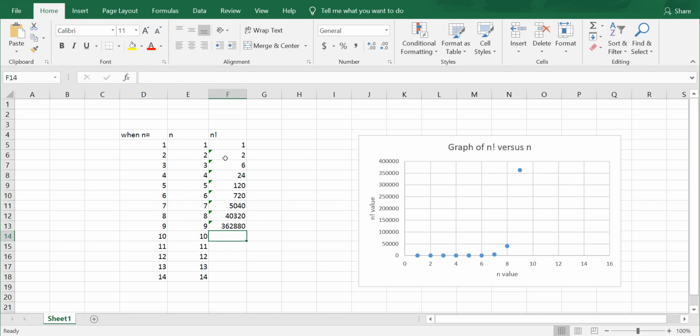If you go on even further to when n is equal to 9 itself, n factorial will be like, wow, 362,880. So you can see exactly how the graph forms: when n increases, n factorial increases exponentially. So here is a small little help for you to understand how n factorial grows when n increases.